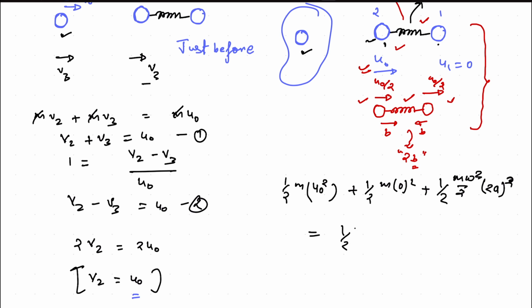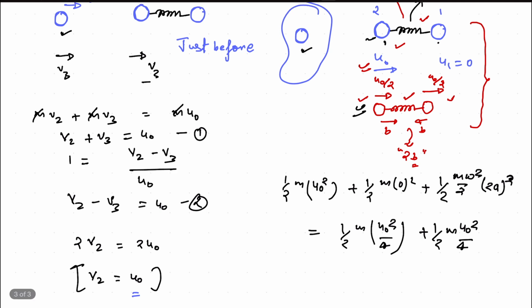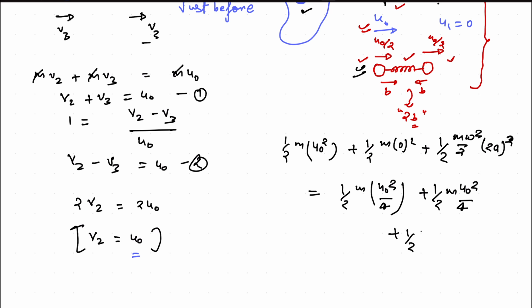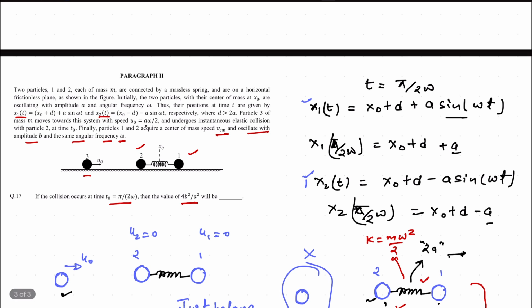So we have two particles, m u naught square divided by 4. Let me put it like this because the velocity is u naught by 2. This is the condition, half m u naught square divided by 4. And then we have the potential energy of this spring, which is half m omega square divided by 2. Look, this k will not change. K is the spring constant, that won't change. And we have this spring compression 2b square. Alright, so now look, u naught is also given to you. U naught was given as a omega divided by 2.